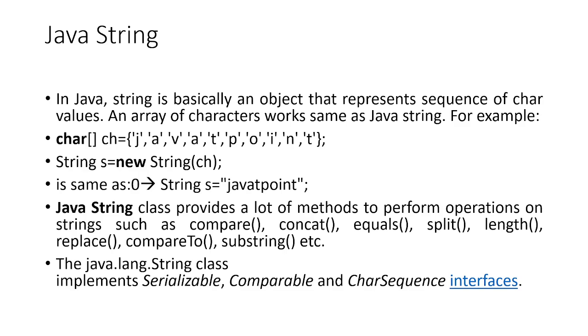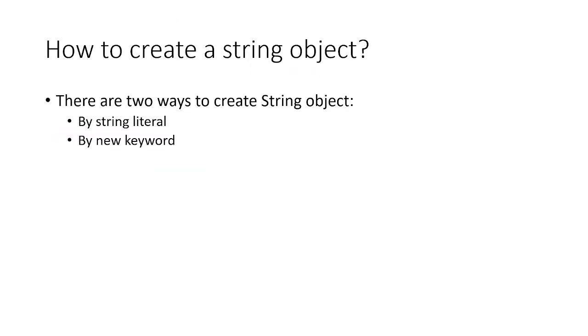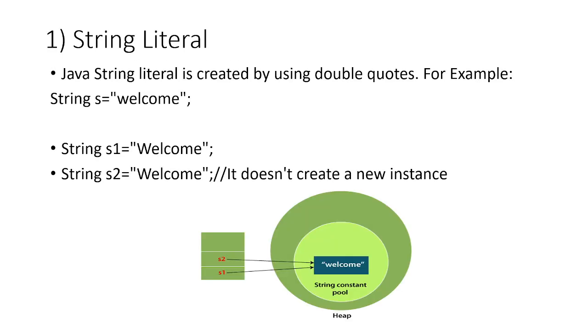There are two ways to define strings. The String class provides a lot of methods to perform operations: compare, concatenation, equals, split, length, replace, compareTo, substring, etc. These are accessed through java.lang.String. The two ways to create a string object are: by string literal, and by the new keyword. For example, String s1 equals "welcome", String s2 equals "welcome". It does not create a new instance because they are the same.